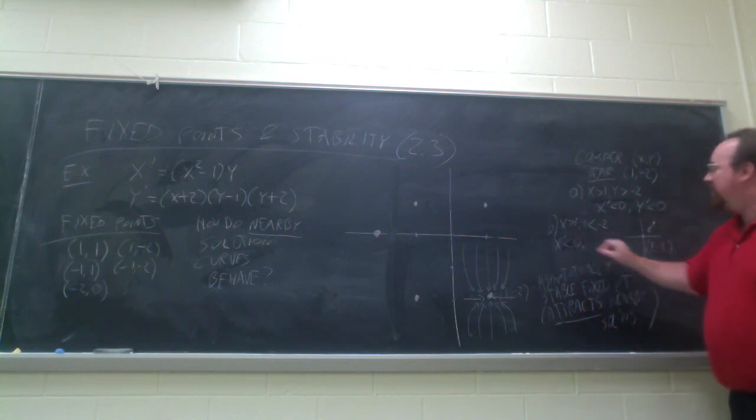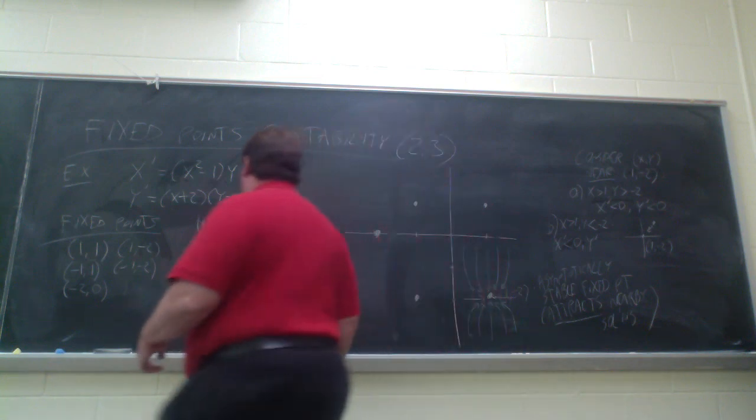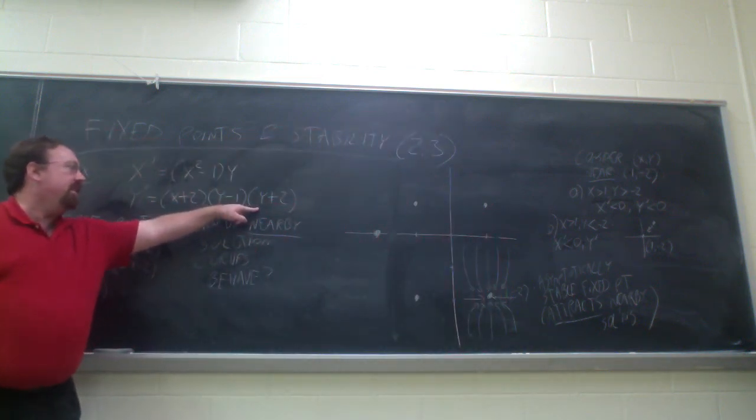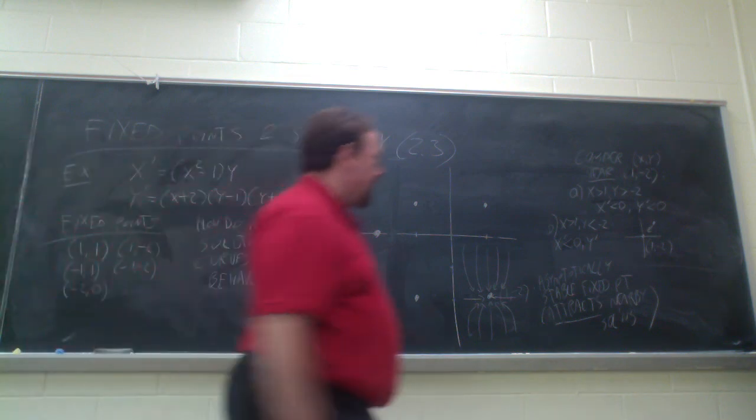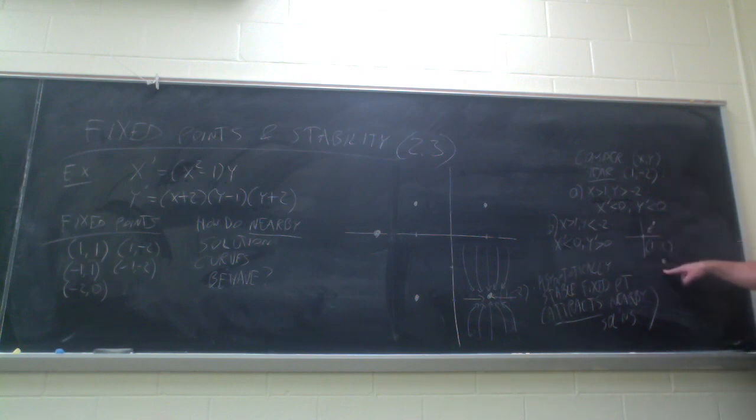X prime is still negative, but then y prime, because y is less than minus 2, is now going to be negative. So still negative, still positive. So y prime is now positive, so a point over here in this quadrant with respect to 1, minus 2 is still going towards the fixed point, because x is decreasing towards 1, but y is now increasing towards minus 2. And if you check the other areas, like here or here, you'll see the same thing. It's always going towards it. So that is how you can detect algebraically an asymptotically stable fixed point, no matter what direction you're looking in.